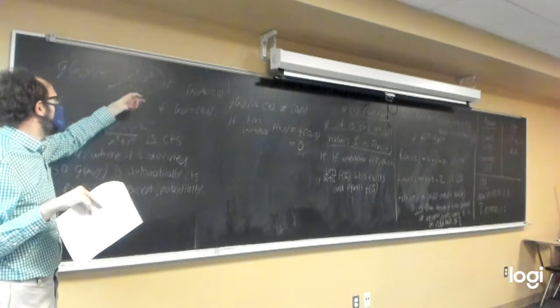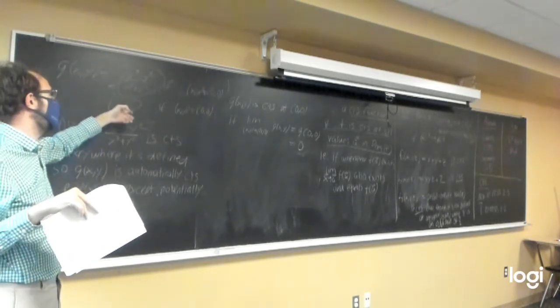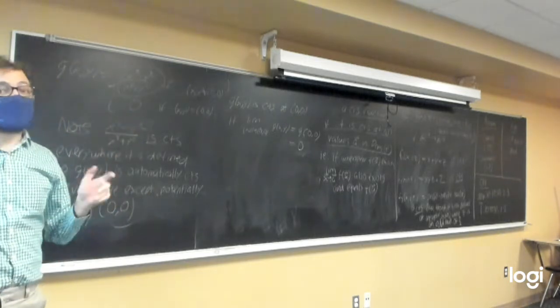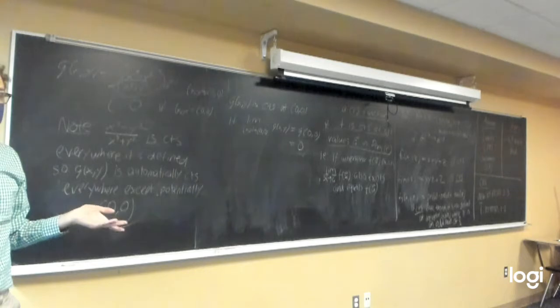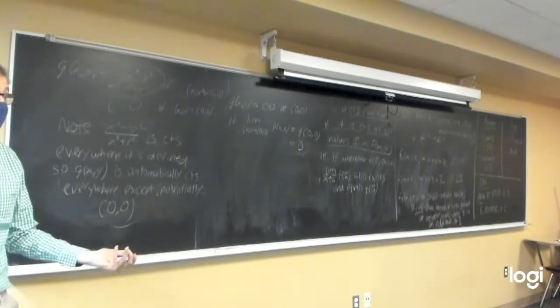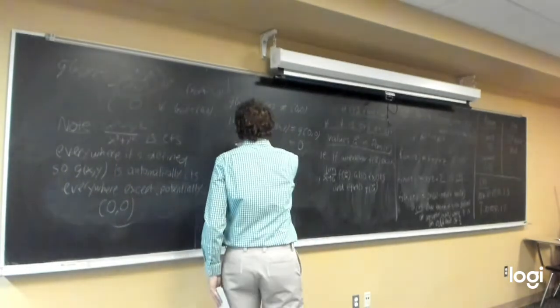But if g of xy does come out to a limit of 0 at the origin, then g of xy is going to be continuous at the origin, and g of xy is therefore continuous everywhere on its domain. It's a continuous function. So let's check that out.